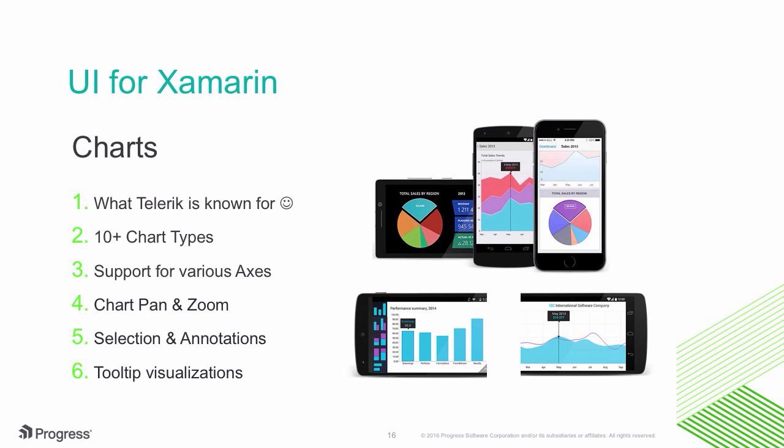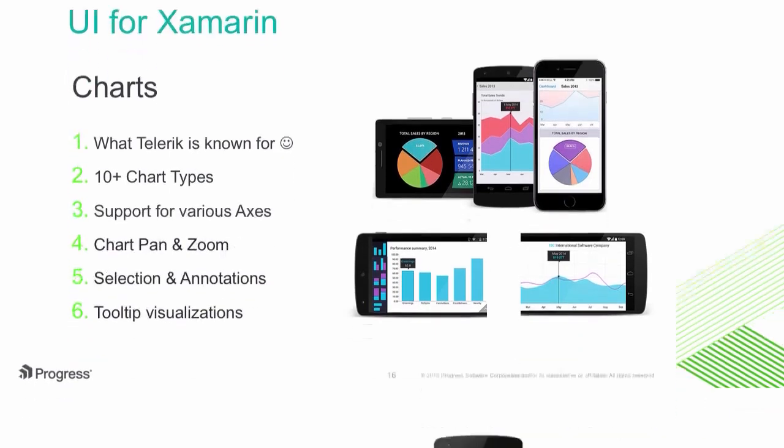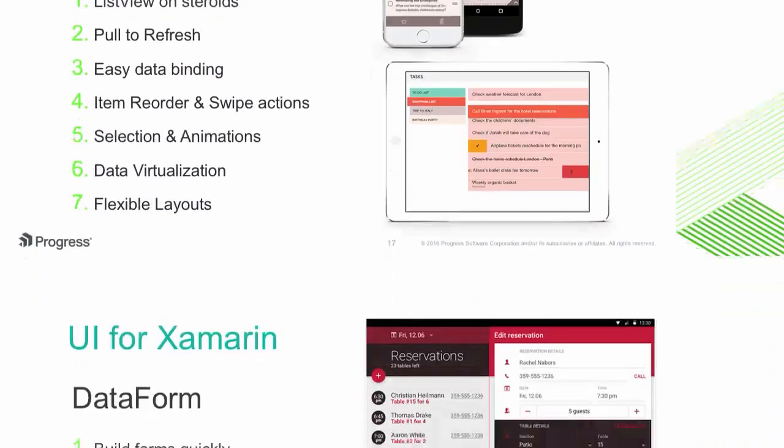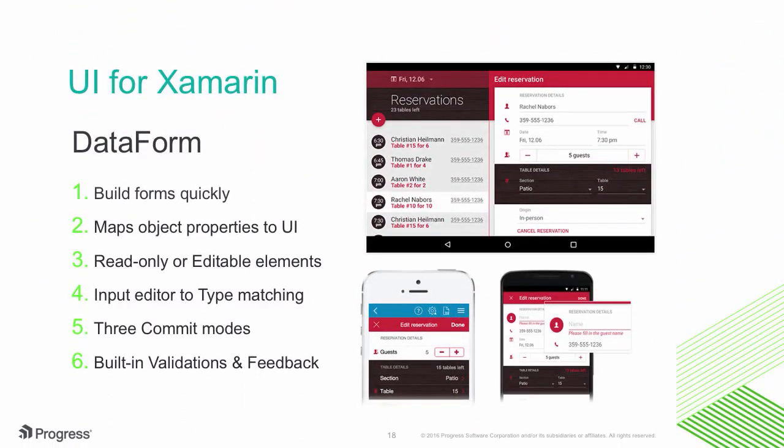Now, I won't go into demos, but just to give you a glimpse of some of the polished UI that you get with UI for Xamarin. There are charts, lots and lots of different chart types with interactive features like pan and zoom, selections, and annotations. There is an excellent list view because it turns out most apps need to display a list of things. The Telerik list view is on steroids with features like pull to refresh, flexible layouts, easy data binding, item reordering, and swipe actions. There is a flexible data form that quickly maps your business object to a Forms UI.